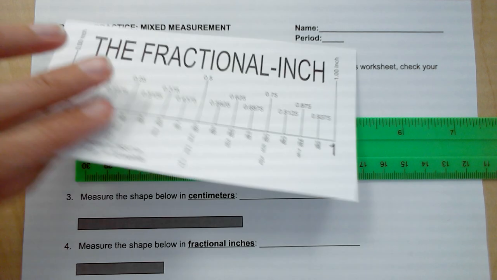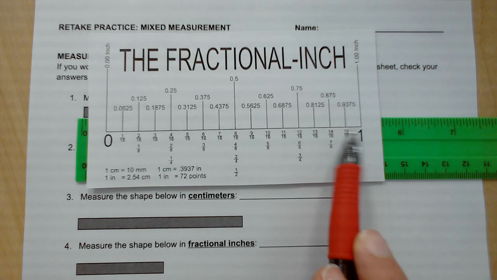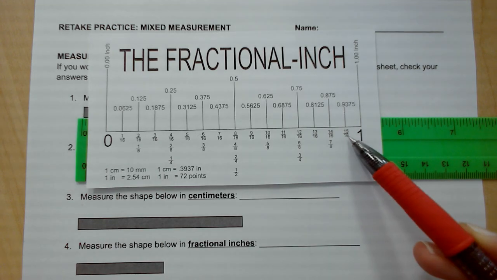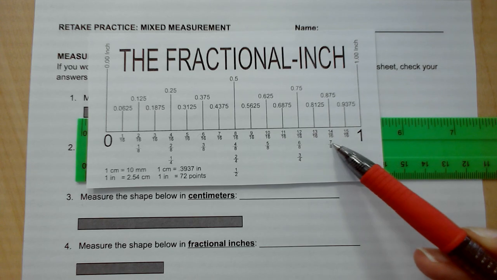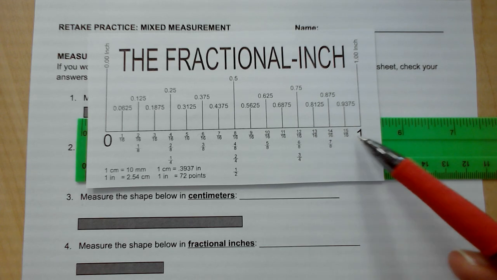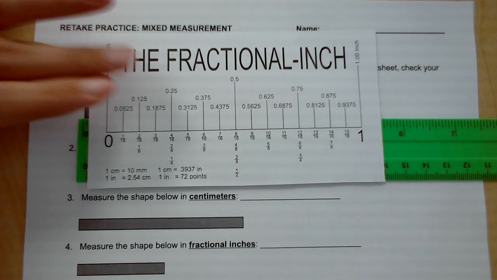Another way, if you're struggling with your fraction, you can use your fractional inch. I counted over 15. My fraction is 15/16. Alright, if I would have had something like 14/16, I would reduce it down to 7/8. But 15/16 doesn't reduce, so I'm going to keep that as is.